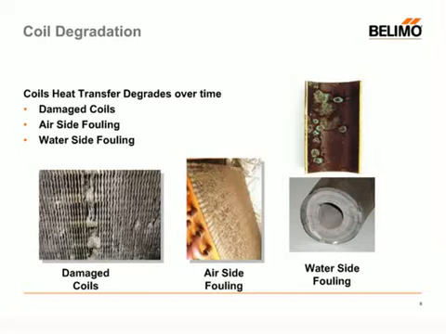First one we talk about is damaged coils. When we talked about coils on the last slide, we talked about coils being designed with tubes and fins, and those fins are designed with a specific geometry. Fins are typically comprised of two types of metals, aluminum and steel. And over time, a couple of things can happen to these.